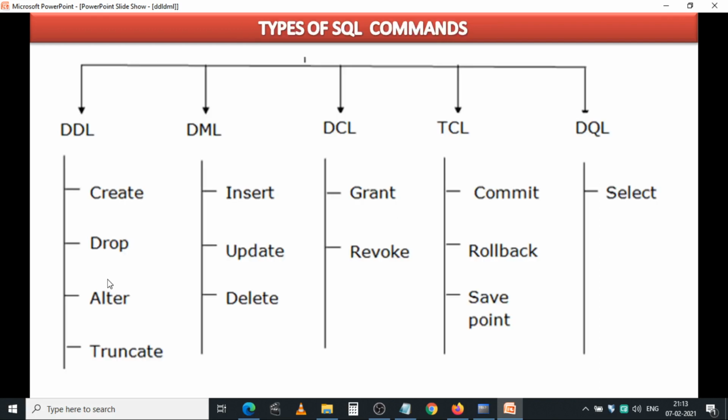Okay, so it's a summary of the types of SQL commands: DDL, DML, DCL, TCL, and DQL. Just go through this diagram carefully. In DDL, there are four commands: create, alter, drop, truncate. DML has insert, update, delete; DCL has grant, revoke; and TCL has commit, rollback, and save point. Whereas in DQL, it's only a single command, the select command. Thank you.